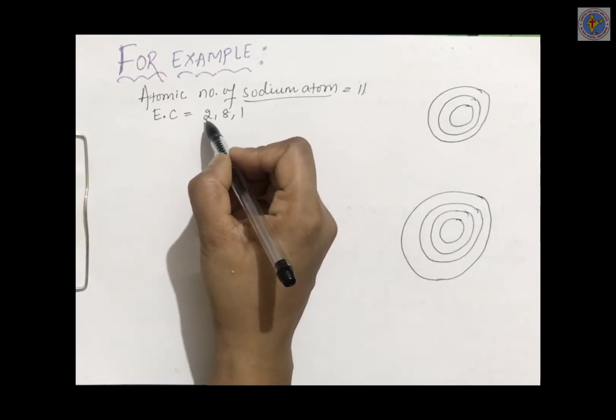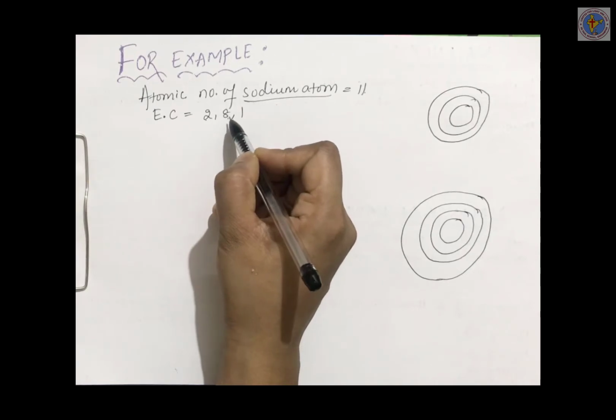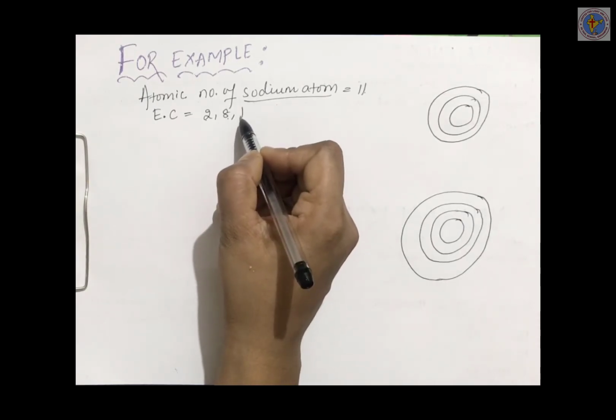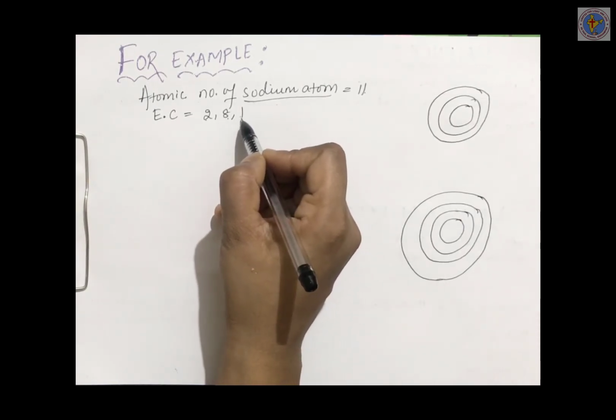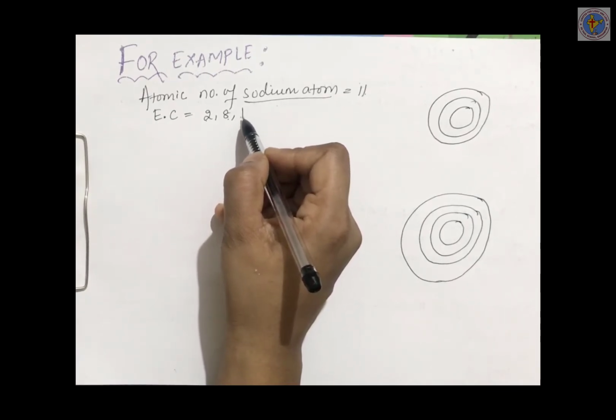So in the K shell 2 electrons are present, in the L shell 8 electrons are present, and in the M shell 1 electron is present. So which is the outermost shell? Here M is the outermost shell. And what is the valence electron here? Here the valence electron is 1.